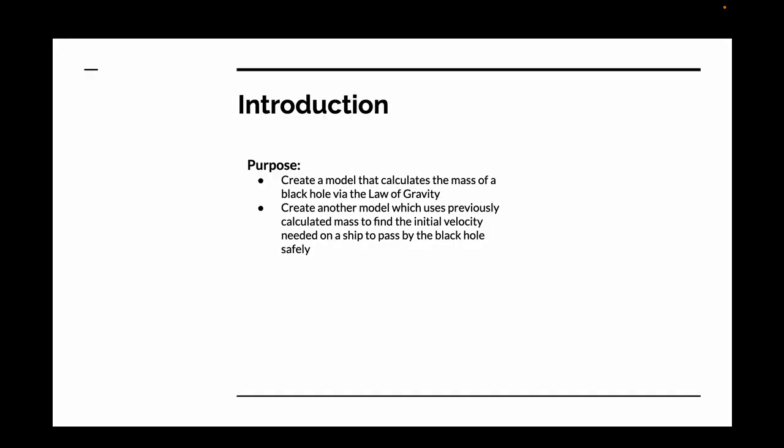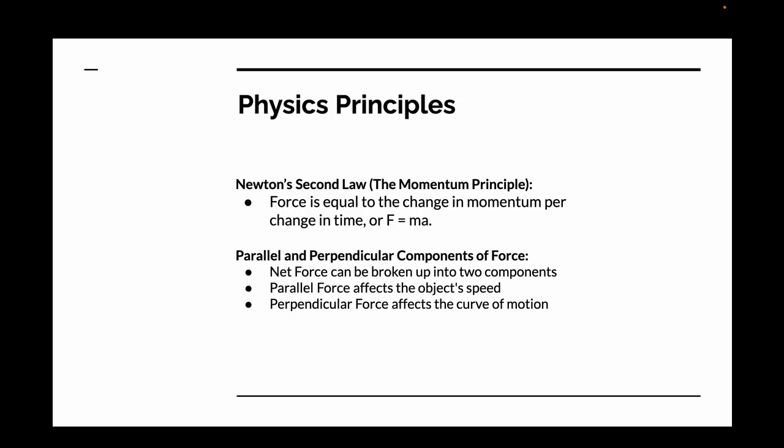The purpose of this experiment was to first create a model that calculated the mass of a black hole via the law of gravity, and then create another model which used the previously calculated mass to find the initial velocity needed for a ship to pass by the black hole safely.